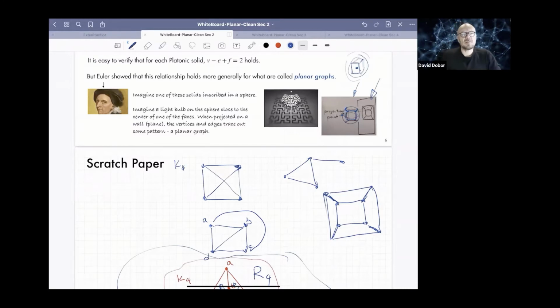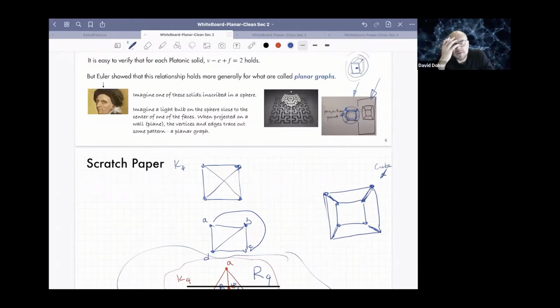Now, can I ask you something? Do I have a different number of edges when I do a projection like that? So what you see on the screen from the cube, let me erase the other graphs here. So this is really a cube projected on the plane. Okay.